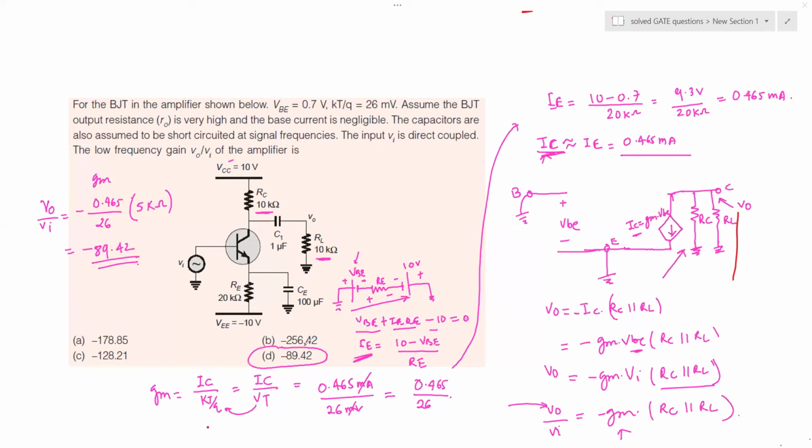So if you see that, we are correct, and we have done the analysis properly.